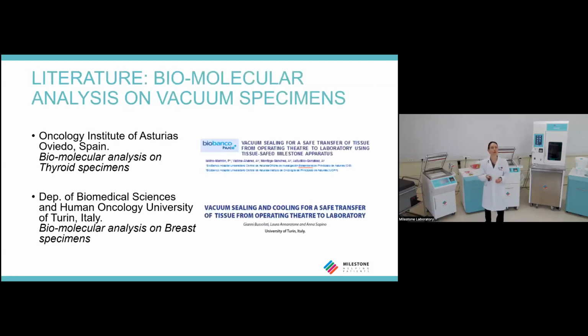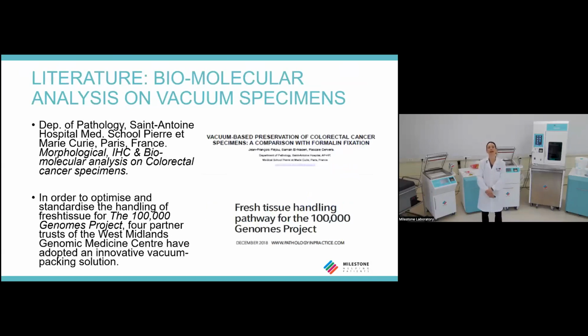I have reported here for you some examples, but there are many more articles regarding vacuum technology and molecular studies. I have chosen articles regarding different kinds of specimen. We have here studies on thyroid specimen, breast specimen, colorectal cancer specimen. And the last article I would like to show you, because this was the biggest genome project done in the UK. And it's very interesting because for this project, they chose the vacuum technology for the collection of the specimen.